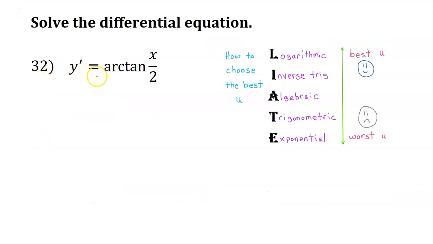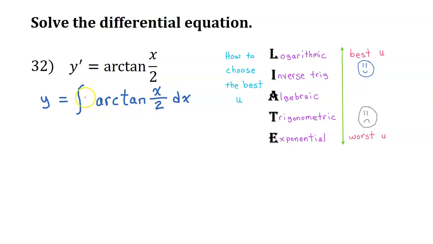Number 32 is a basic differential equation. To turn y prime into regular y, we need to integrate both sides of the equation. So now we have this. Unfortunately, we do not know a memorized rule for the antiderivative of arctangent u. And in order to use integration by parts, we really need a product, not a single factor.